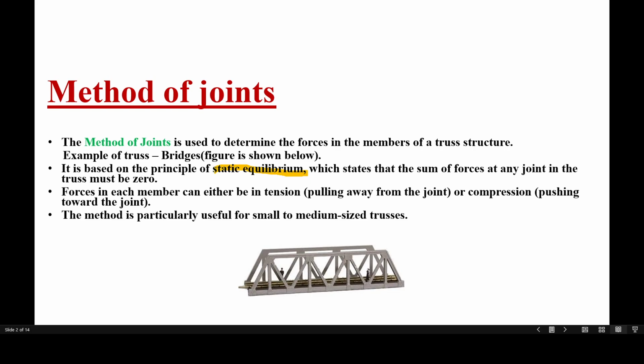The key idea here is that each member in the truss can experience either tension, meaning it's being pulled, or compression, meaning it's being pushed. Our goal is to determine whether each member is in tension or compression and to calculate the exact force in each member. Now that we have an overview, let's go through the steps in solving a truss using the method of joints.